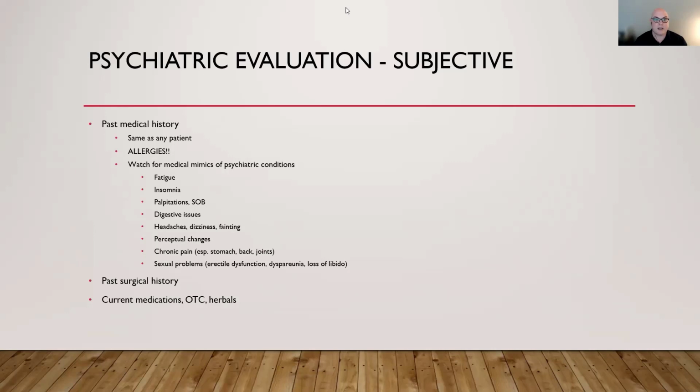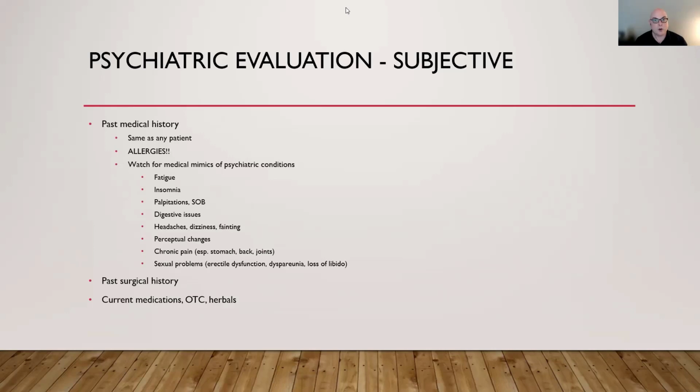This can even extend to digestive issues: chronic constipation, alternating constipation and diarrhea, nausea, vomiting, loss of appetite. These can all be psychiatric issues. Headaches, dizziness, fainting, any perceptual changes. Do they get blurred vision? Do they lose hearing? Again, there can often be a neurological or physical reason for these, but once you've ruled out those neurological, those physical, those medical causes, you may be left with a psychiatric cause.